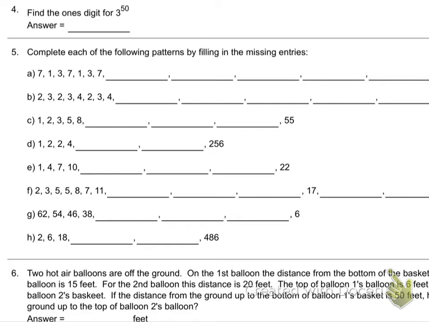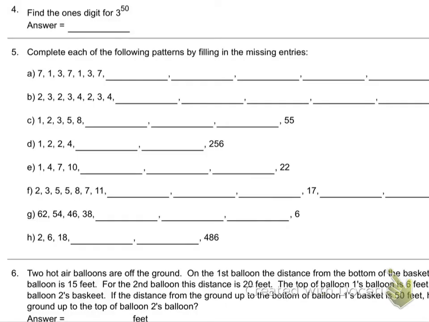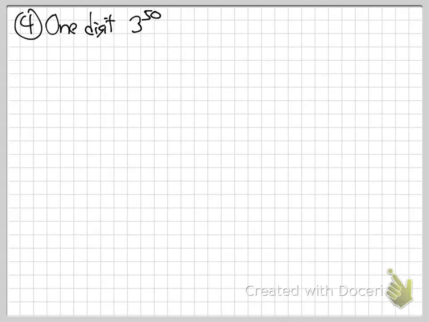Find the ones digit for 3 to the 50th. Let me write it right here. Ones digit, 3 to the 50th. Okay. So basically, there's no way to do this without a pattern. You really have to just go for the pattern.